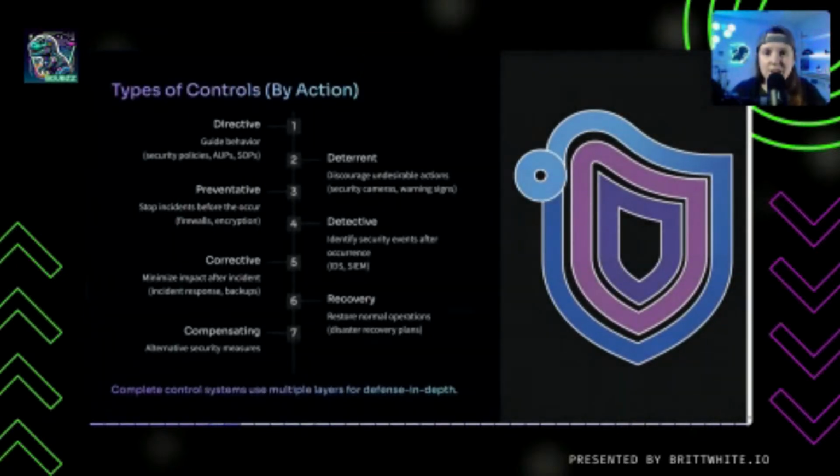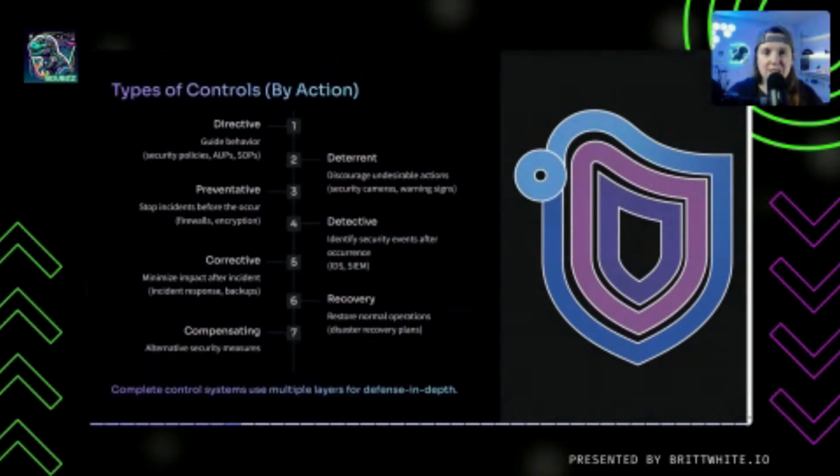We categorize controls in a few different ways. First, by action type. Directive controls guide or mandate desired behavior and compliance goals with policies. Security policies themselves, such as acceptable use policies and standard operating procedures, are directive controls, guiding the employee actions. Think of a speed limit sign. It directs you to drive a certain speed, and there could be consequences if you don't.